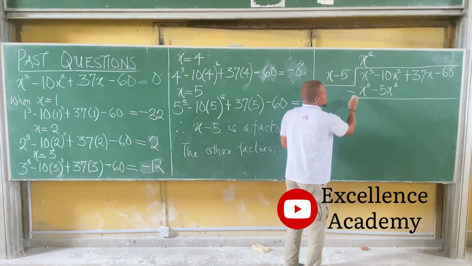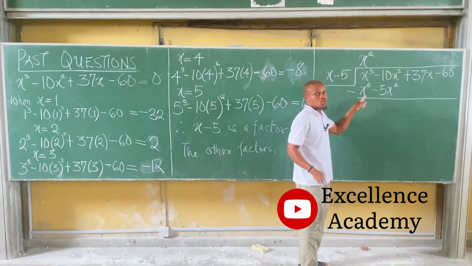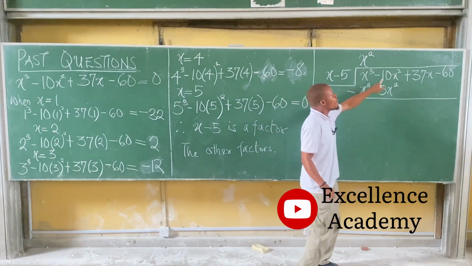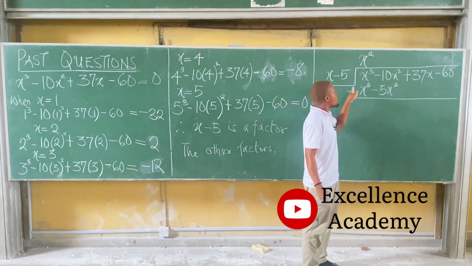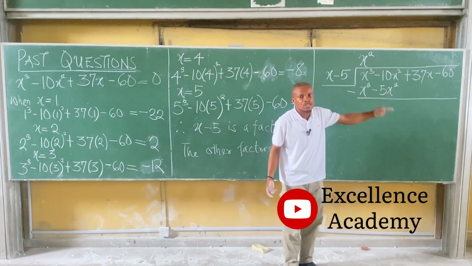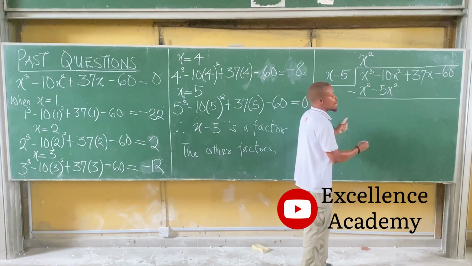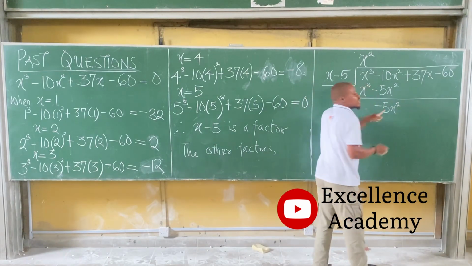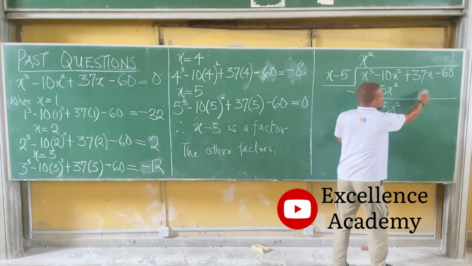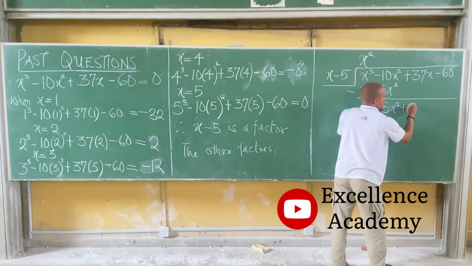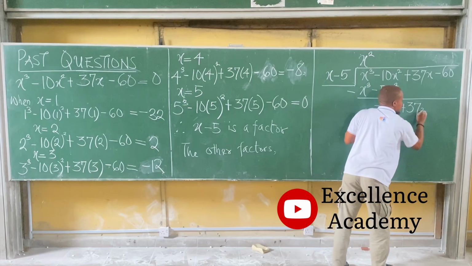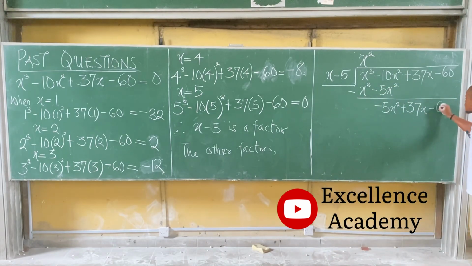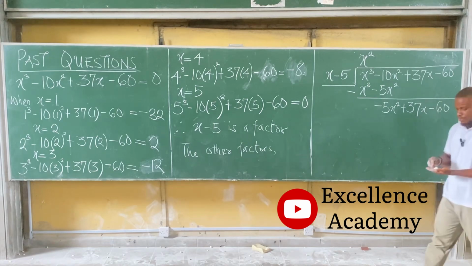In subtracting this, x cubed minus x cubed gives me 0, right? Next up, minus 10x squared minus minus 5x squared gives me a minus 5x squared. Bring the remaining term down since there's nothing to subtract there. So I'm having plus 37x minus 60.